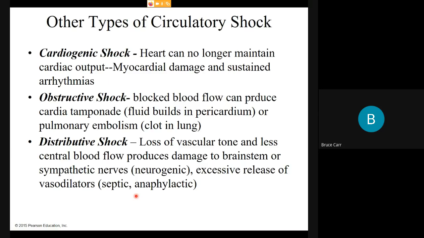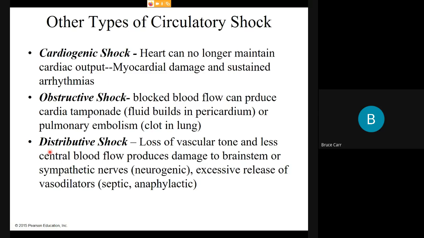If the shock affects the heart, it can damage the heart muscle and can interrupt the normal heart rate. Obstructive shock results from blocking a blood vessel by a variety of things. We talked about plaque forming in a blood vessel, but cardiac tamponade is when fluid builds up in the pericardial space. When that happens, it increases the pressure on the outside of the heart so it can't fill the same way. Or a pulmonary embolism is a blockage of blood flow to the lungs.